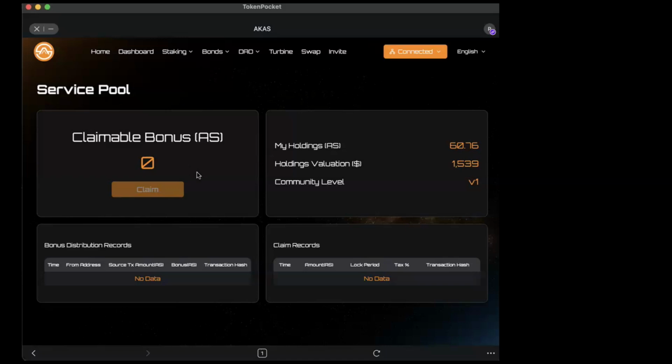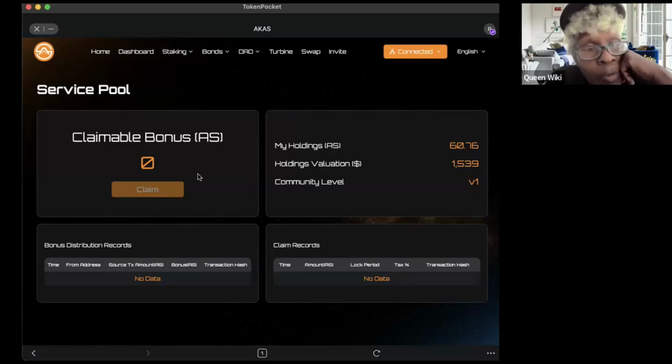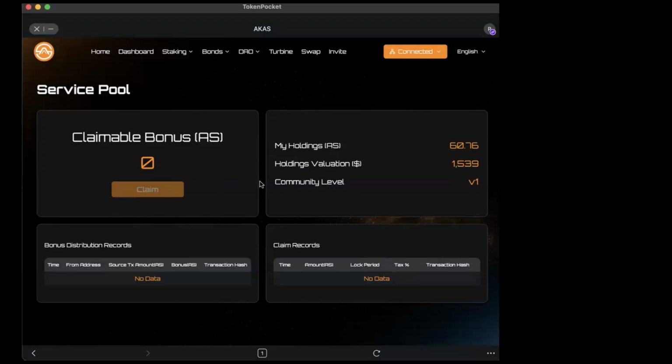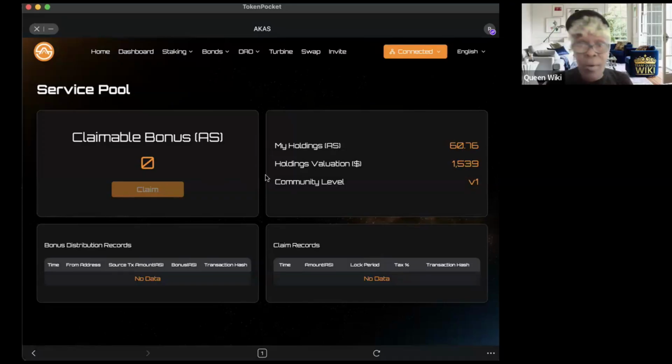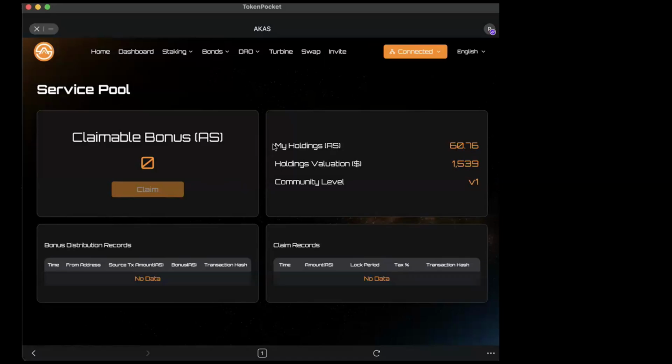So if, for instance, I come underneath Queen and I stake for 180 days, when do I get this service pool? Immediately. Should be. Yes, immediately. Okay. No, you have to wait for the rebase cycle. The next, whatever the hours are, 12 hours. Okay. So minimum the 100.